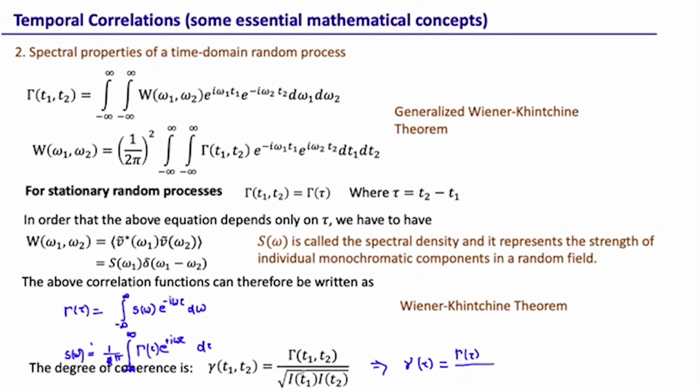capital Gamma of tau, and then this I(t1) becomes independent of time for the random process. I(t1) is just like I at t equal to 0, I(t2) is also I at t equal to 0, and this square root we can get rid of. So this is just the intensity at 0, because for a stationary random process the intensity is anyway independent of time. So the degree of coherence function in this case is gamma of tau divided by the intensity at t equal to 0.